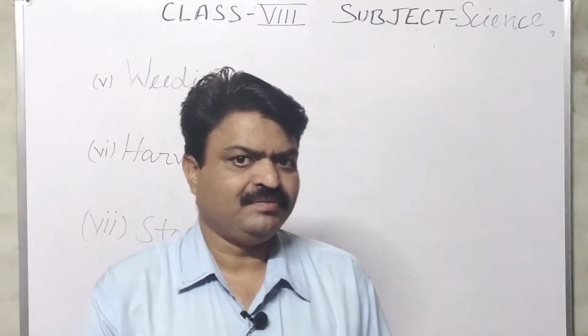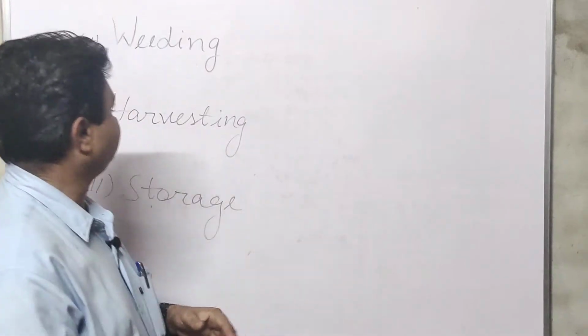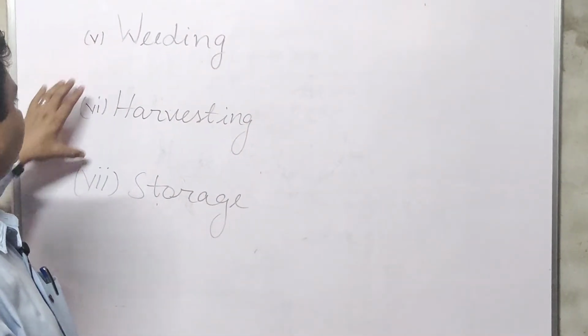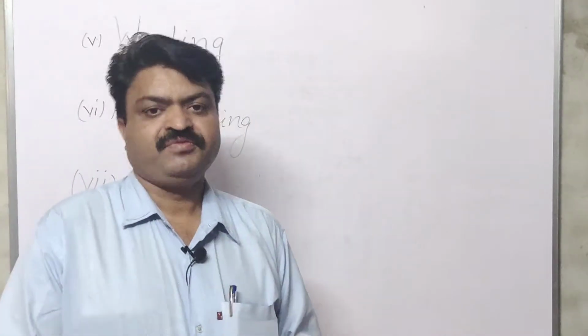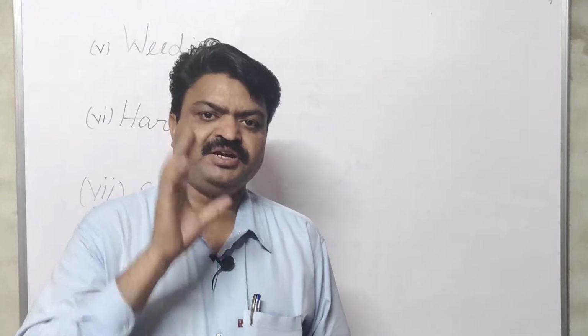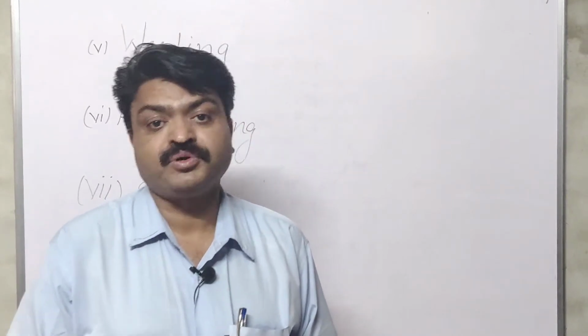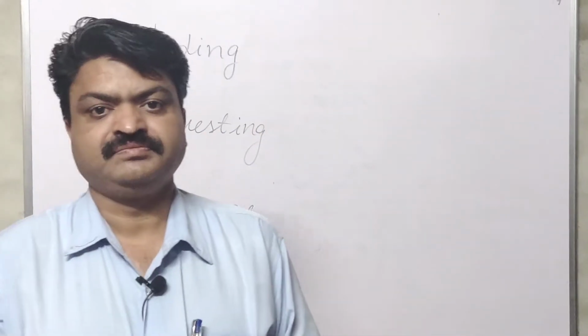Today we will discuss the other agricultural steps from which the farmers can grow more and more crops in their fields. First is weeding. What is weeding, student? Weeding is the process from which the unwanted or undesirable plants are removed by the farmers from their fields.